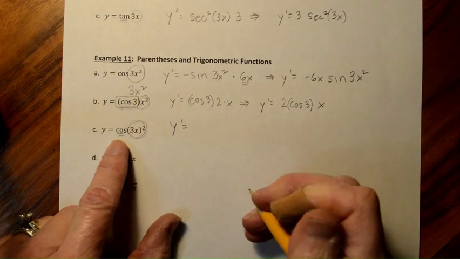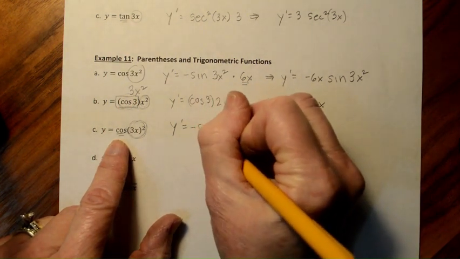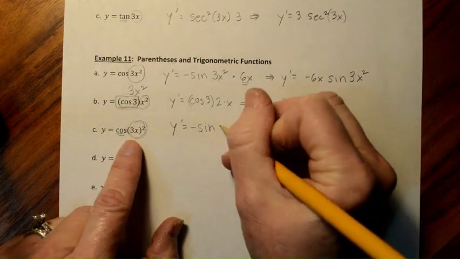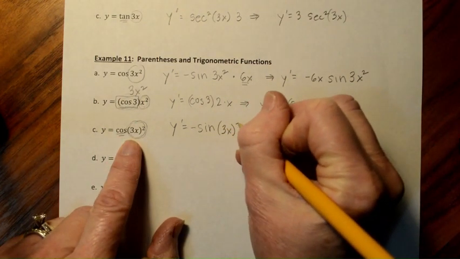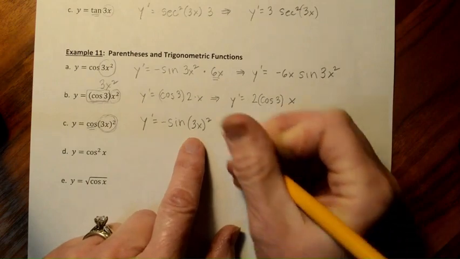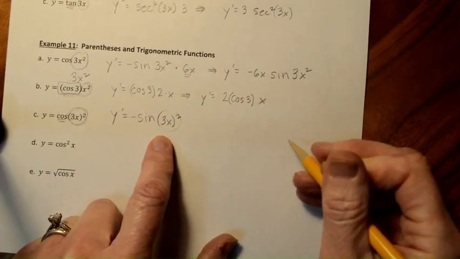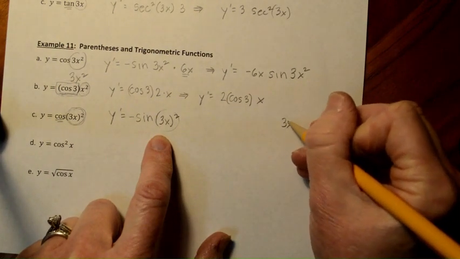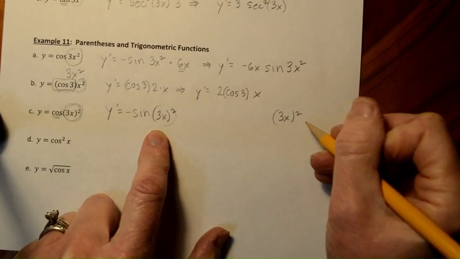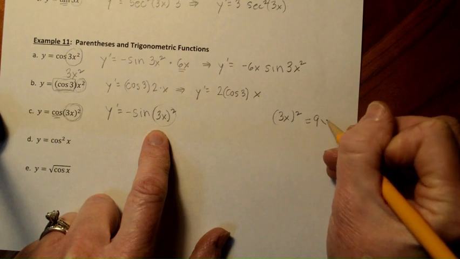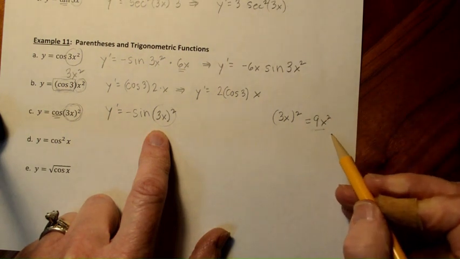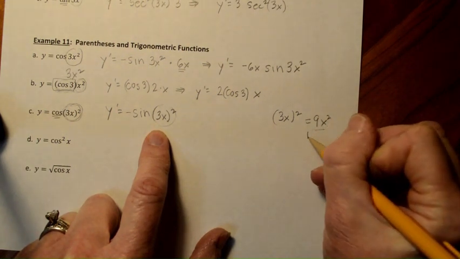All right, so derivative of cosine is negative sine. Preserve the inner function, so 3x squared. Now I have to take the derivative of this. All right, so there's 2 ways you could handle this. One is you could say, well, what is 3x squared? Well, that would just be the same as 9x squared. So you might want to just take the derivative of that, which would be 18x.